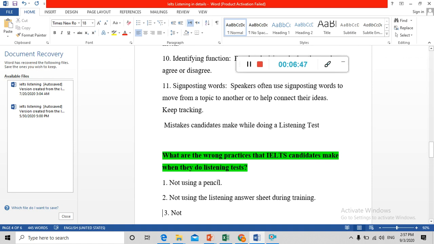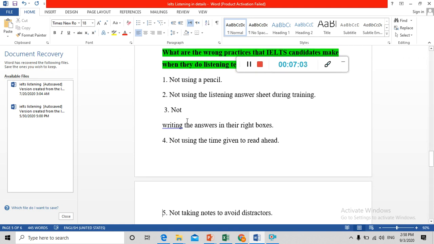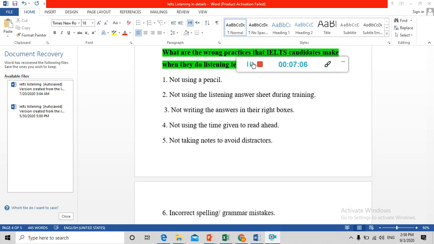Not using a pencil. You have to write notes. Not using the listening answer sheet during the training. While you're training, before you do the formal test, you have to use the answer sheet to evaluate yourself. Not writing the answer in the right boxes. So we have to be very careful. Don't write the answer of number 10 in the box of number 9, and so on.